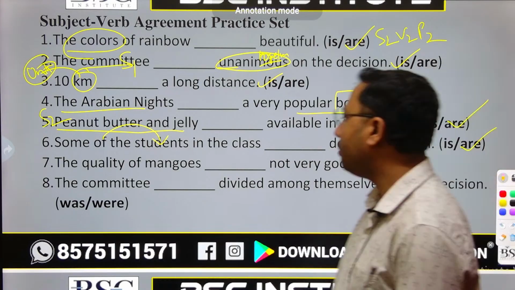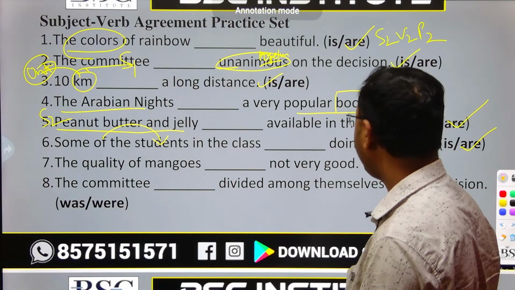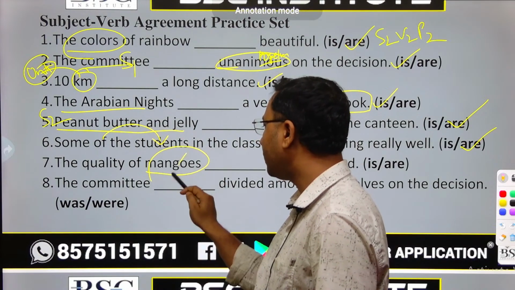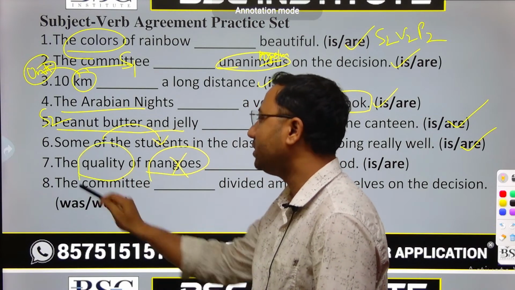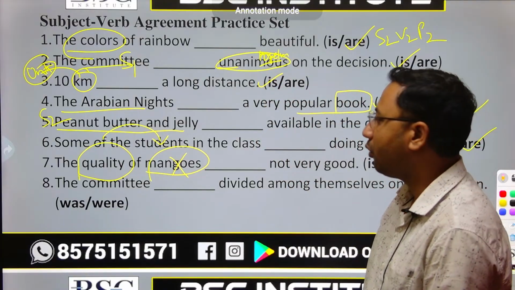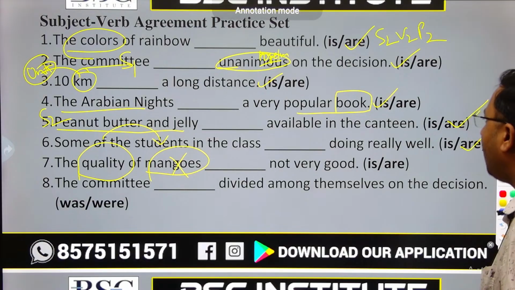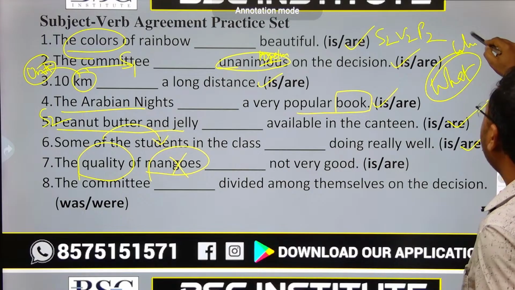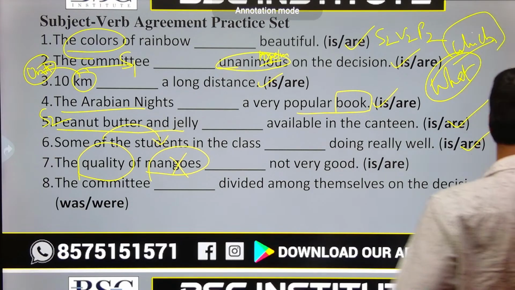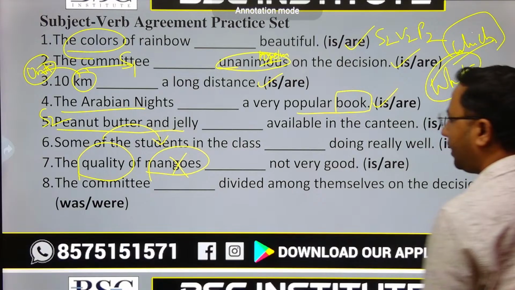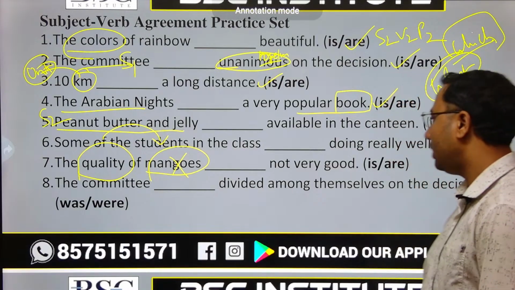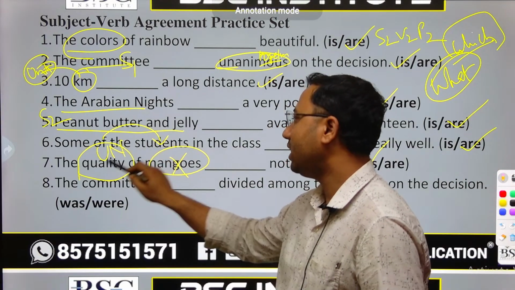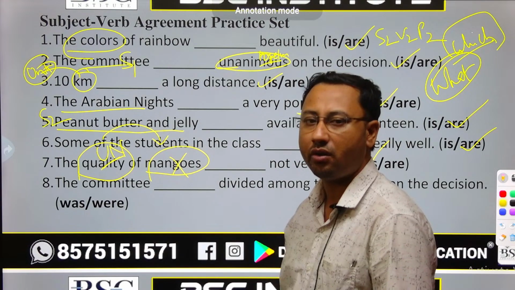Next, the quality of mangoes dash not very good. So here also mangoes is not the subject, it's a wrong subject, but quality is the subject. Who did the question talk about? About quality. If you have a problem with the subject, how to find out the subject, please make a question with what or which. If we make a question with what and which, then we'll get the subject. So quality is the subject but not the mangoes, so it is followed by is, because quality is an uncountable noun, and I have just said that an uncountable noun takes a singular verb.